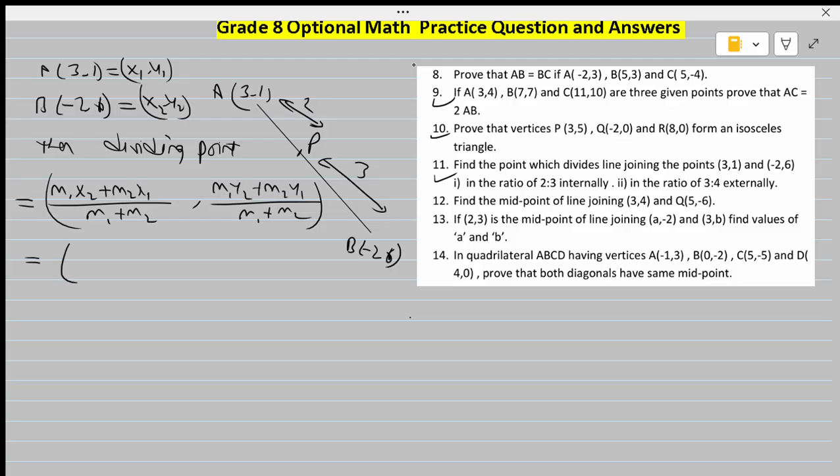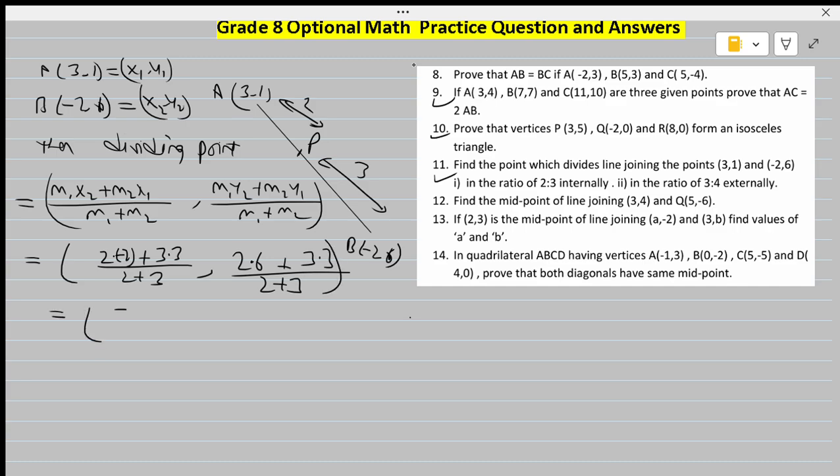And now we keep their values. So m1, m2 we have here 2:3, so in place of them we keep 2 and 3, and the values of x2 and x1 we keep. X2 we have here minus 2, so be careful here, minus, right? And x1 is 3, and again we keep the values of m1 and m2, and then y2 is 6, and y1 is 3. So now we do the calculation.